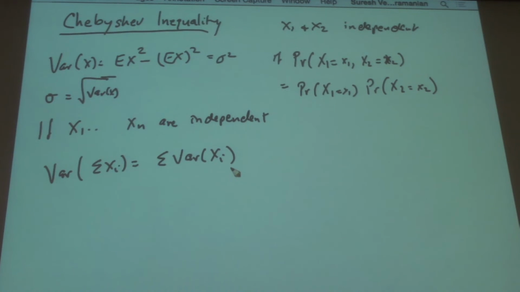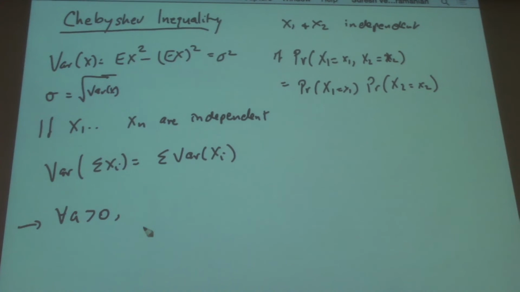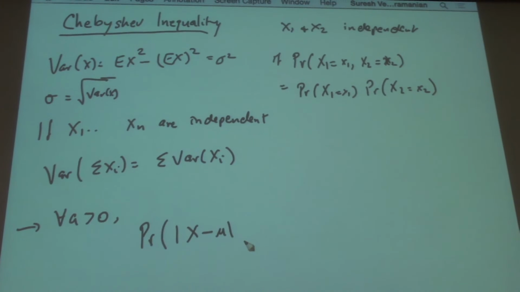Okay, having said that, let me now set up the inequality. Assume now that you have a random variable that has a bounded variance. I'm going to come back to this point in a second. Let me just state the bound. So the inequality says this: for any a greater than 0, the probability that x minus mu is greater than or equal to a times sigma is less than or equal to 1 over a squared.